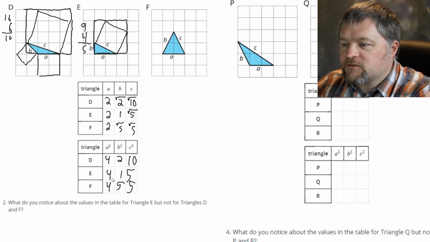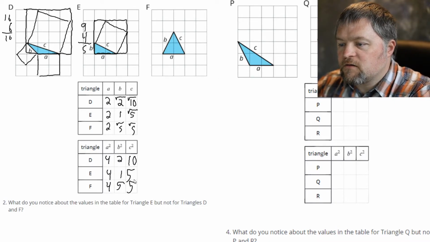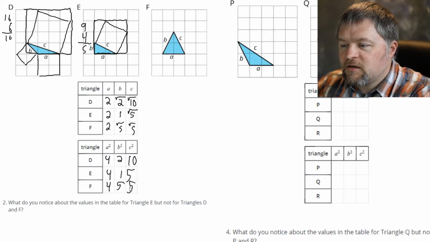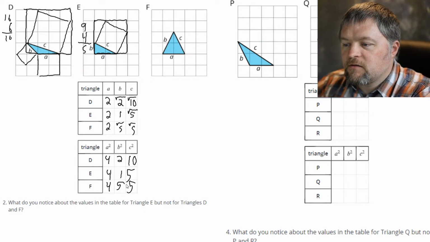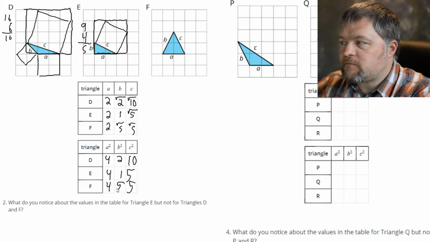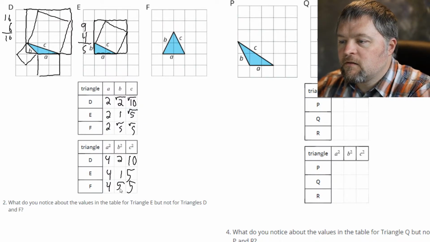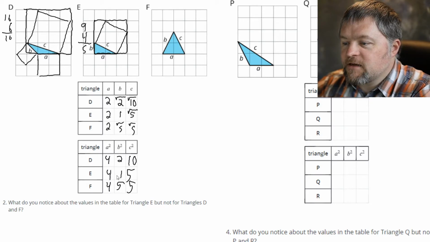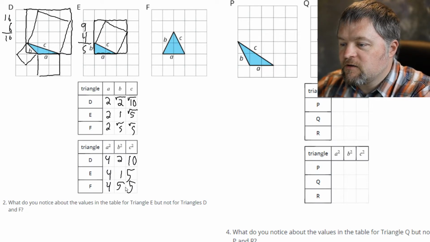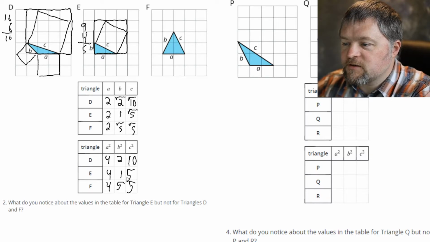Let's look at these. What do we notice here? These are all nice integer values. F is the only one where two of the side lengths are the same. The other big piece I notice about this is that 4 plus 1 is equal to 5. That doesn't work for any of the others. 4 plus 5 doesn't equal 5. 4 plus 2 doesn't equal 10. But 4 plus 1 equals 5.